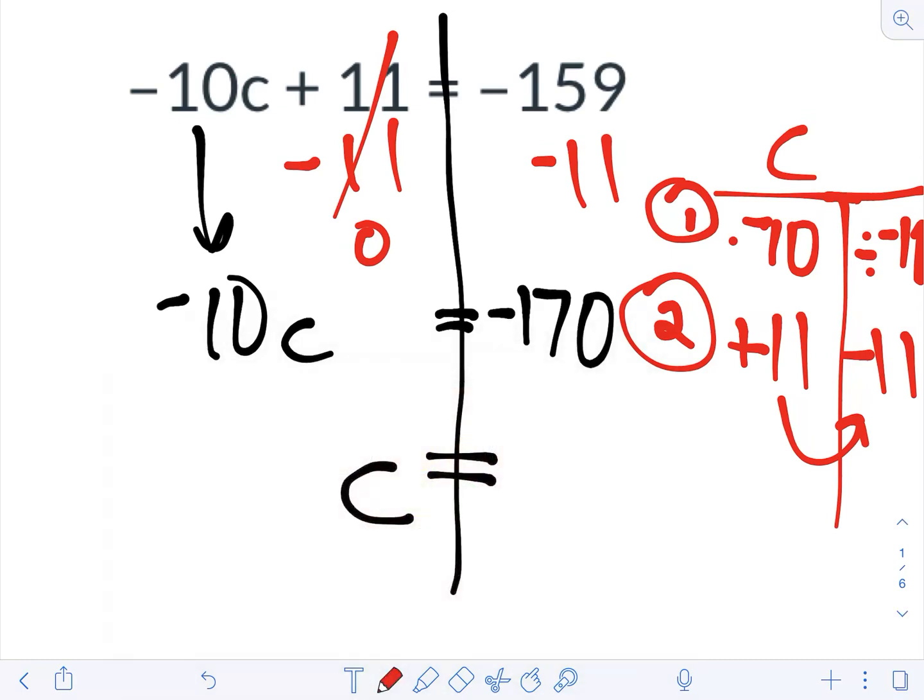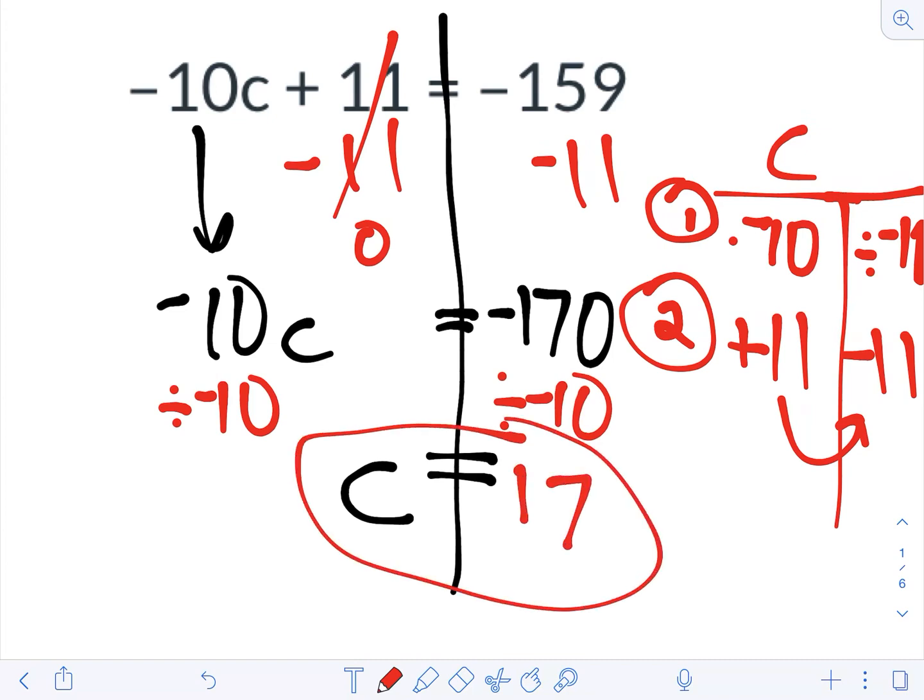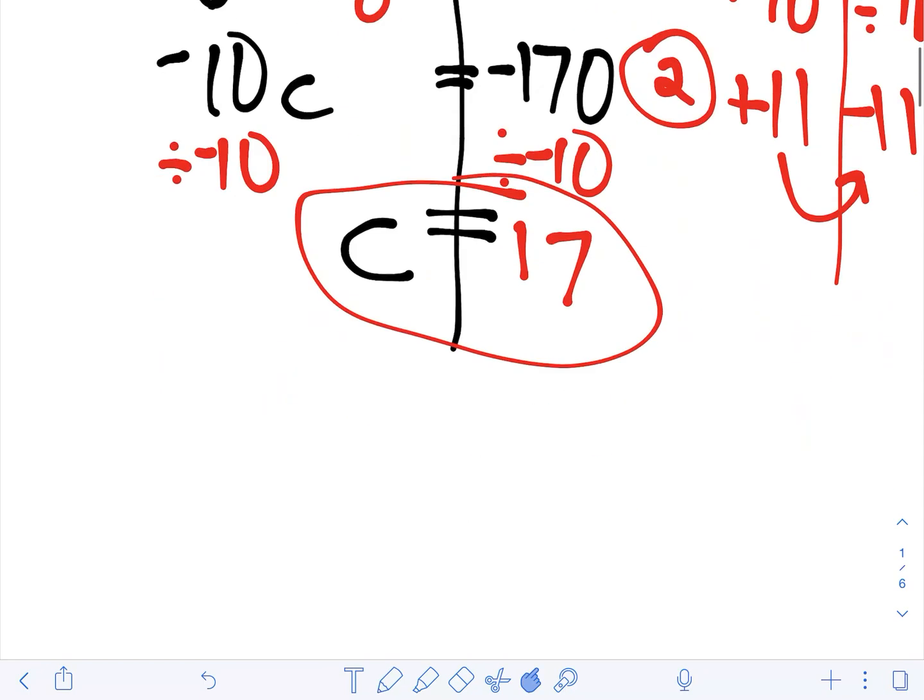So now we divide by -10 on both sides. A -170 divided by a -10 would be a positive number. And whenever you divide by 10, it's like you're moving the decimal point over, or you're getting rid of a 0. So you get 17. And that's our answer. Let's look at the next one.